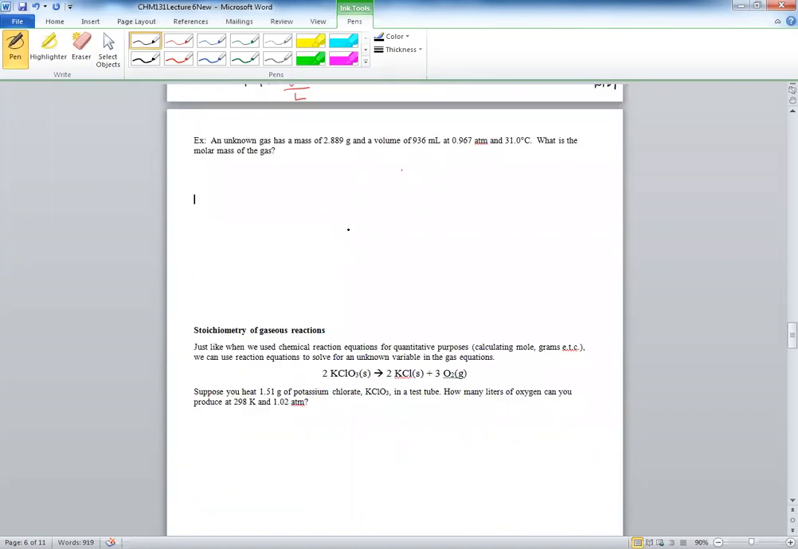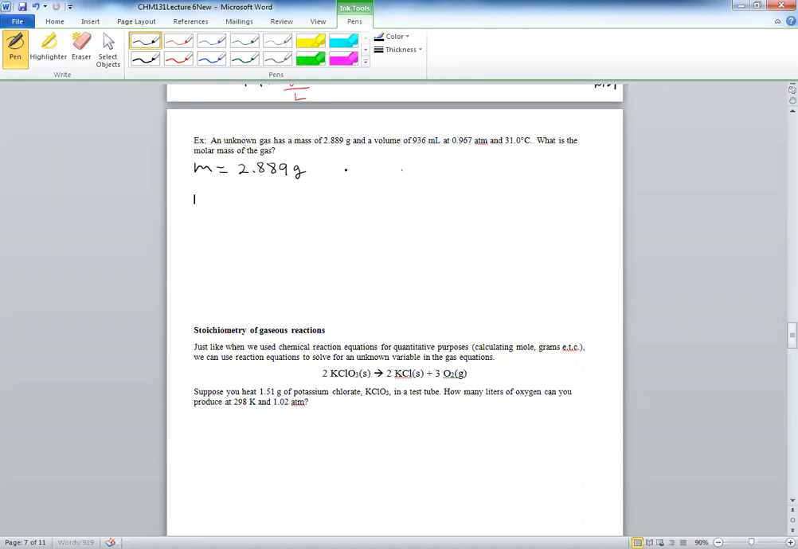So let's read this question. It says an unknown gas has a mass of 2.889 grams. So that's the mass of the gas. We write it right here. So M equals 2.889 grams. And the volume of 936 milliliters.